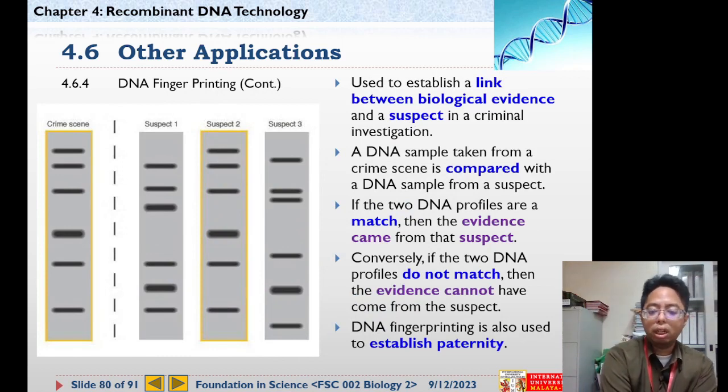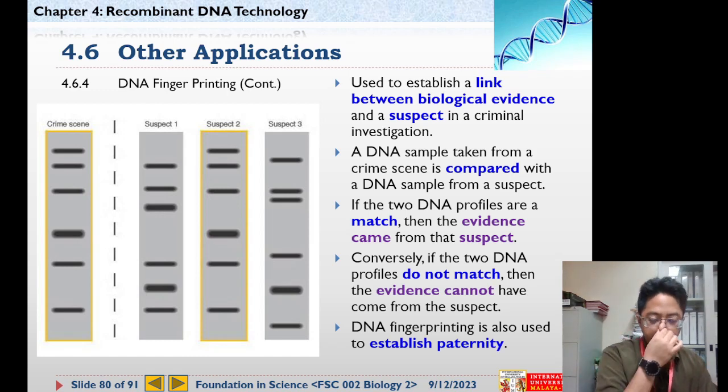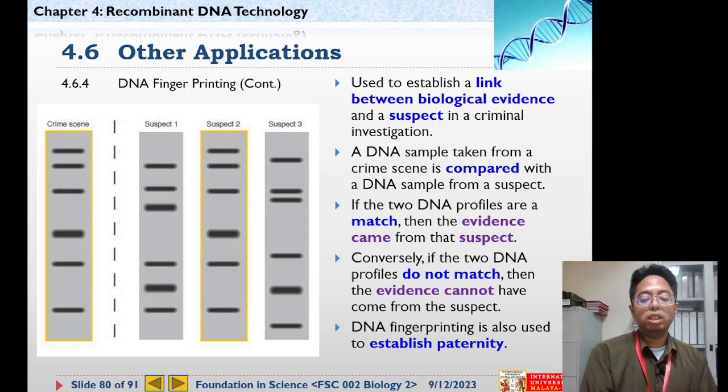DNA fingerprint is very specific to a person, just like the fingerprint on our finger. Every person will have a specific DNA fingerprint. So in criminal cases, it is used to establish a link between biological evidence and a suspect in a criminal investigation. If their DNA is found at the crime scene, it will match the suspect. If the two match, then the evidence comes from the suspect. If they do not match, then the evidence says that he was not there; it doesn't come from the suspect.